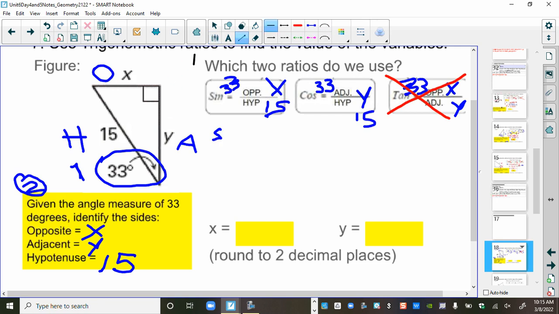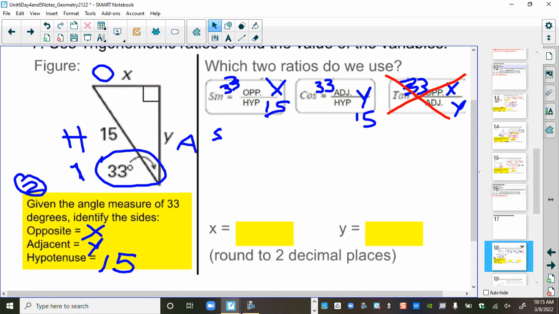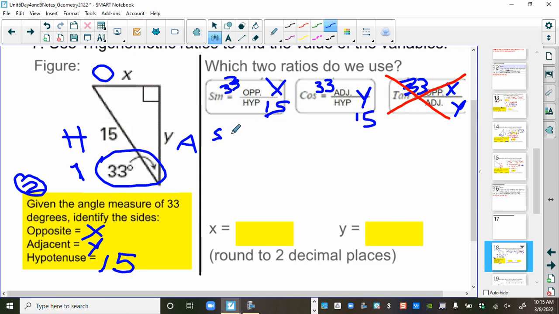I'm going to just put a line right here so we don't get confused. In the end, your first part of the problem, you have sine of 33. Thank you, Des. Equals x over 15.